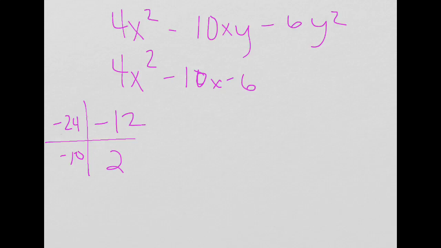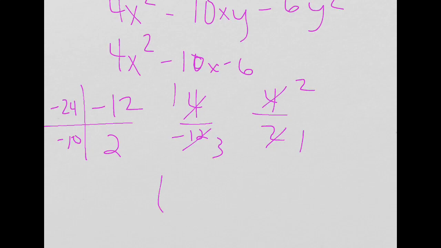Now I've got my two numbers, so I'll make my two fractions. 4 over negative 12, 4 over 2. 4 over 12 reduces to 1 over 3, and that reduces to 2 over 1. So my parentheses would be 4A, x minus 3 and 2x plus 1.